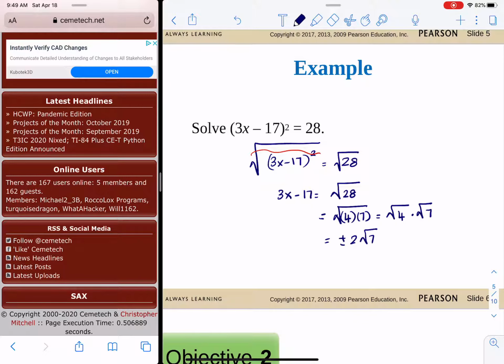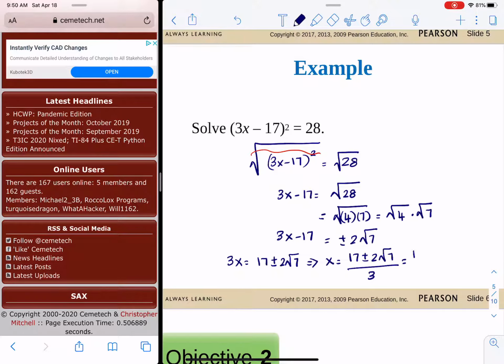And we have square root of 7. So 3x minus 17 is equal to plus or minus 2 root 7. Add 17 to both sides. We would have 3x equal to 17 plus or minus 2 square root of 7. Divide by 3 on both sides. 17 plus or minus 2 root 7, divided by 3.